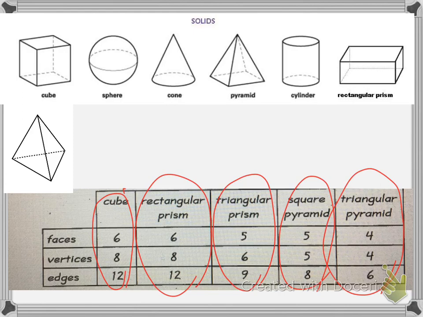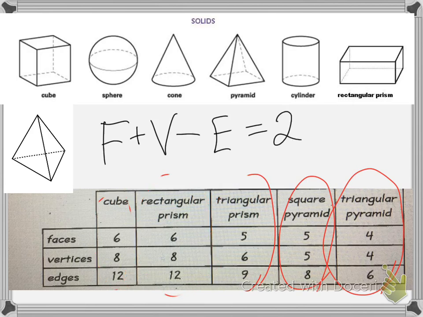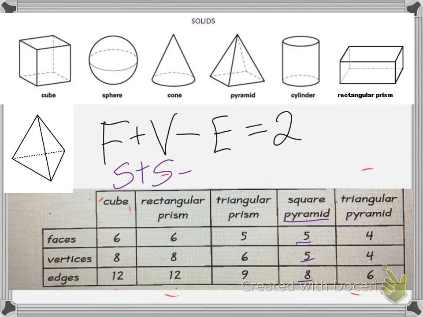Now, mathematicians have figured out that the number of faces plus the number of vertices minus the number of edges always equals 2, which is an interesting fact. And we can see if this works. So let's try with the square pyramid. The number of faces is 5. Number of vertices is 5, so 5 plus 5. And then minus the number of edges, which is 8. 5 plus 5 is 10, minus 8 equals 2. So that actually works out. Let's try one more.